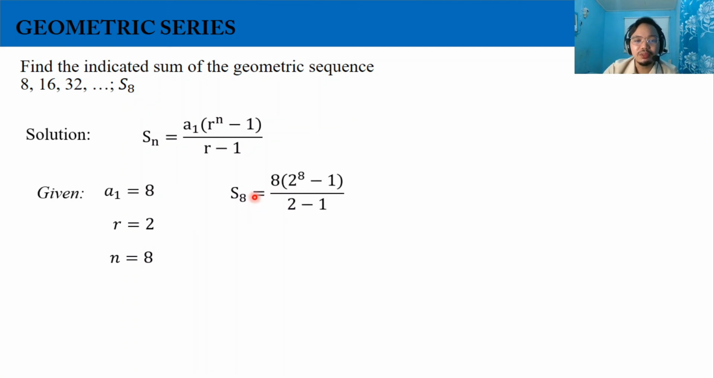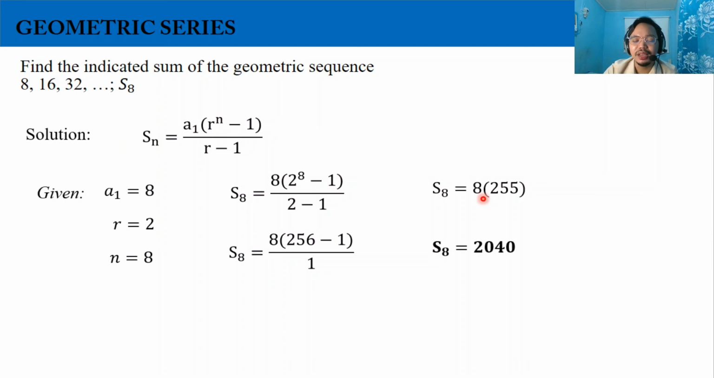So that is equal to, the first term a sub 1 is 8, multiplied by the quantity 2 raised to 8. 2 is the common ratio, then raised to n, right? So that is 8. So 2 raised to 8 minus 1 all over 2 minus 1. Then 2 raised to 8 is equal to 256. Then minus 1, 256 minus 1 is equal to 255. Then multiply it by 8. The sum of the 8 terms is 2040.